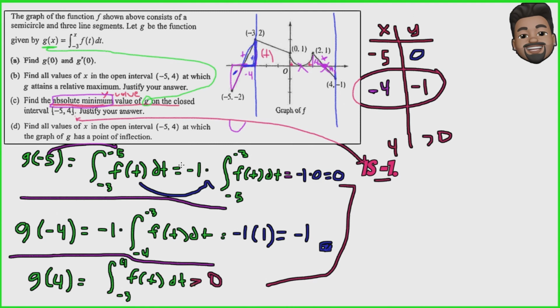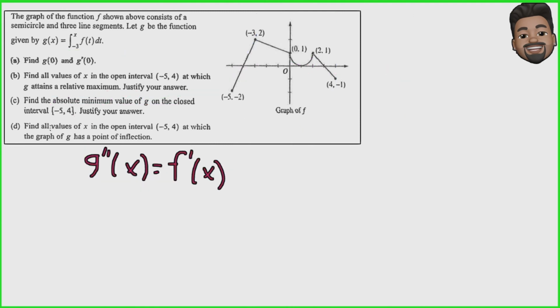Now let's go ahead and finish up part D and we'll call it a day. Find all the values of x at which the graph of g has a point of inflection. That is our second derivative. That is when our second derivative should change signs. We're given the graph of f prime, so we need to take the derivative of this. Well, we're looking for when the slope is either 0 or undefined.